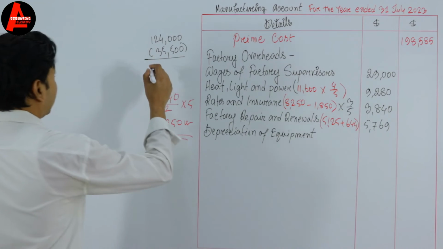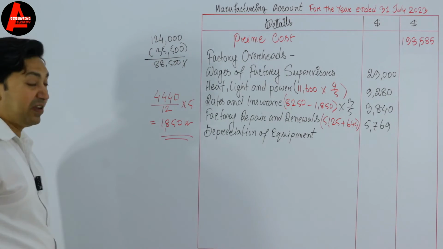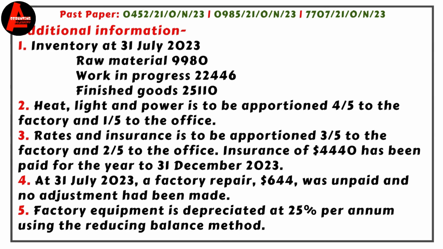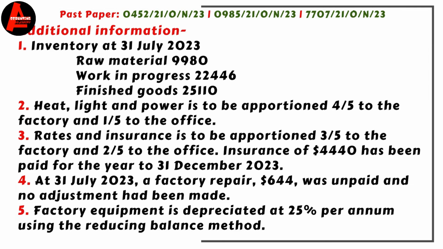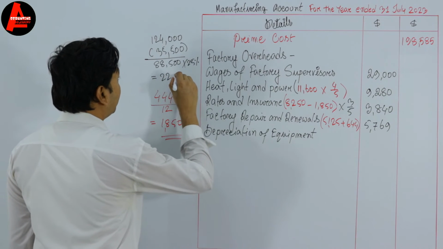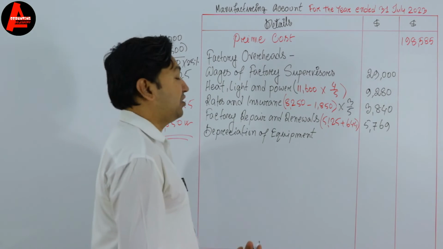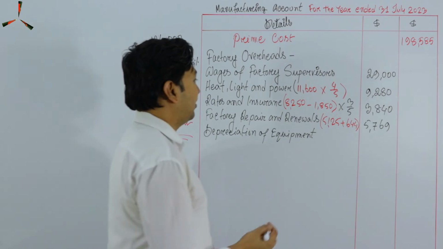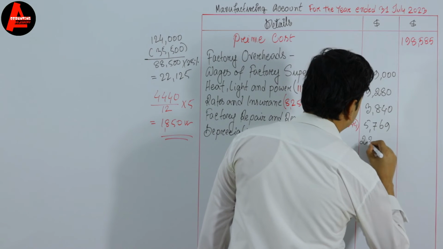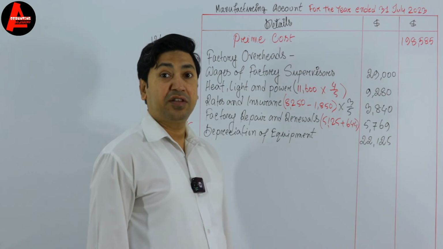Then we multiply the rate by this net book value to figure out our depreciation for the year. So here if we subtract this amount, $88,500. Now we multiply the rate. So here on the question we see the factory equipment is depreciated at 25% per annum using reducing balance method. So it is 25%. If we multiply, what do you get? $22,125. Okay, this is our depreciation. Depreciation is another factory overhead. So let us write here 22,125. Okay. So we finished writing all the factory overheads.